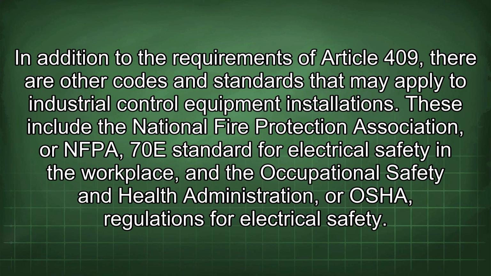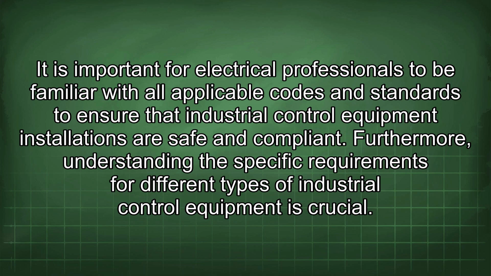In addition to the requirements of Article 409, there are other codes and standards that may apply to industrial control equipment installations. These include the National Fire Protection Association, or NFPA, 70E standard for electrical safety in the workplace, and the Occupational Safety and Health Administration, or OSHA, regulations for electrical safety. It is important for electrical professionals to be familiar with all applicable codes and standards to ensure that industrial control equipment installations are safe and compliant.